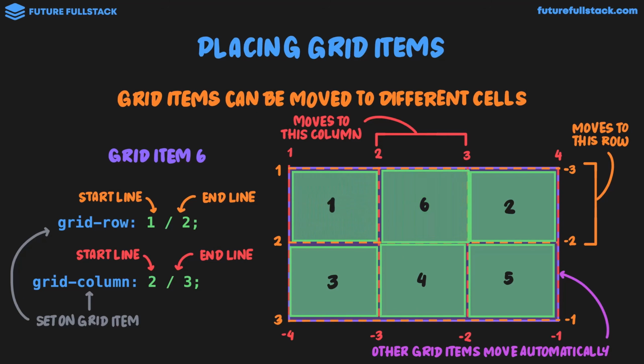So using grid row and grid column allows you to have precise control of where you want grid items to be placed if you want to override the placement of how they appear in the HTML. So let's go play around with this inside VS Code.